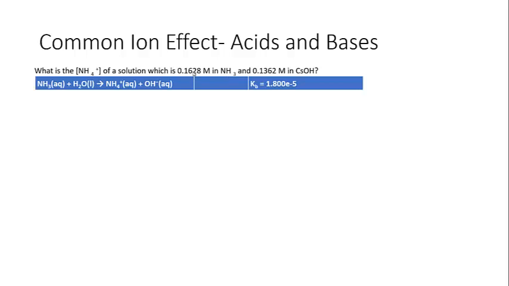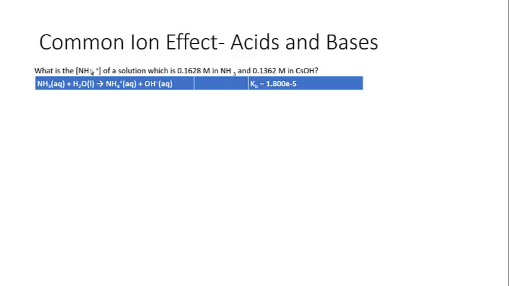So you have a solution that contains nominally 0.1628 molar ammonia and also 0.1362 molar cesium hydroxide. The overall reaction is this. So you notice this is a strong base, and this is a weak base. So two bases in there, and so you're left with, how do I solve this?